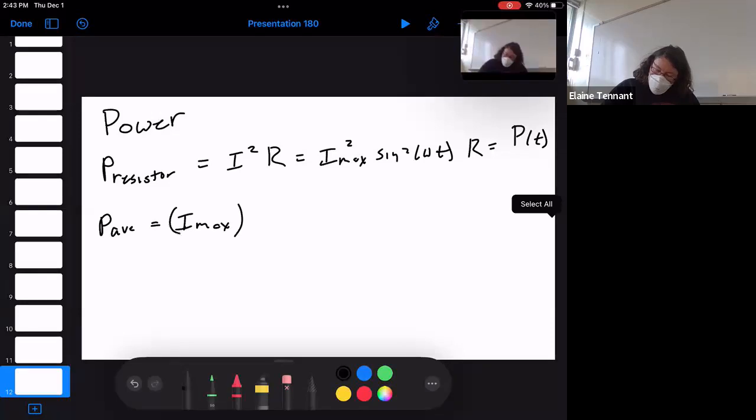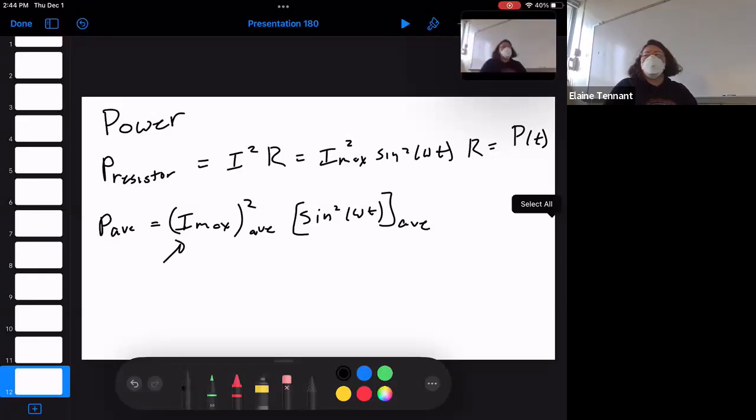So I need to take the average of that, and then I need to take the average of this. First off, let's start with the easy part. I max squared, is that a constant or is it going to change? It's a constant. Okay, so I don't need to do anything to take the average. It's just I max squared. Okay, sine squared. Think back to Tuesday. What's the average of sine squared?